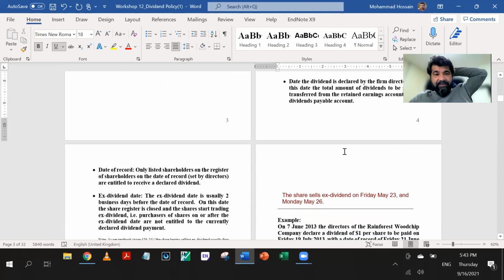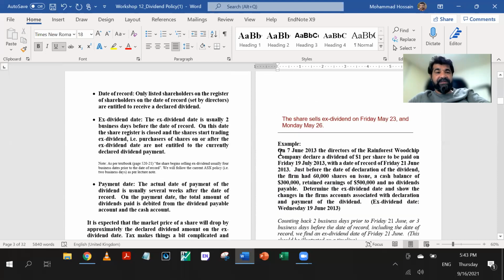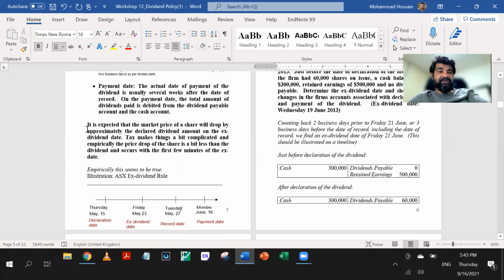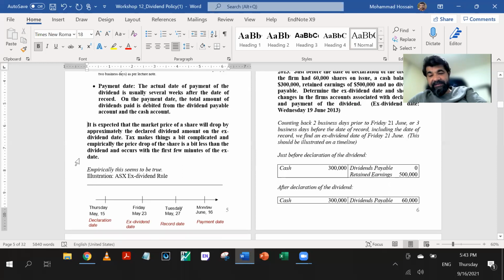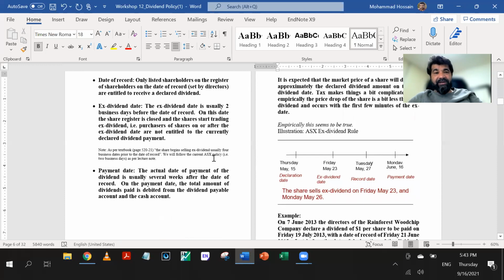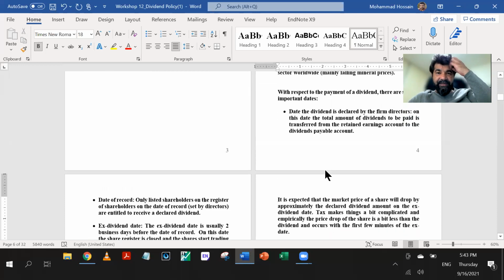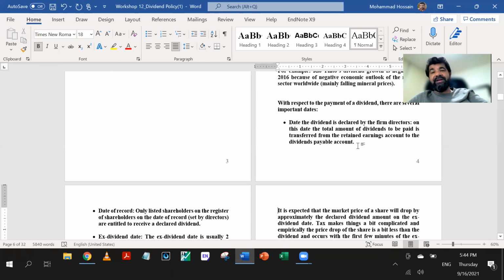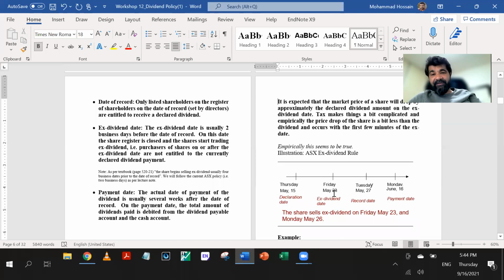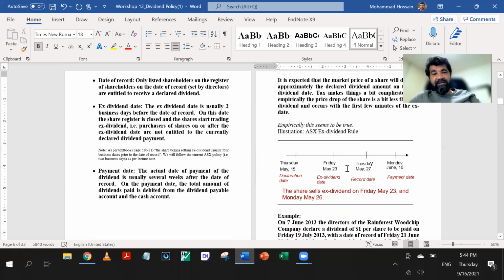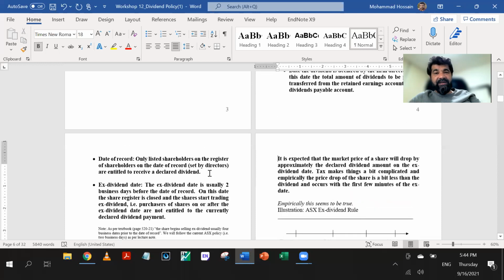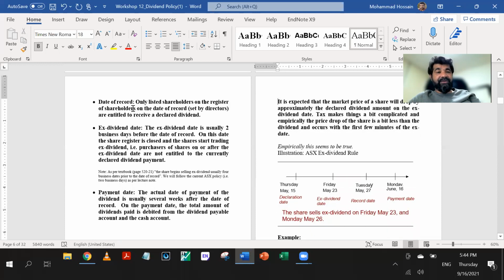Now there are dates involved here. Let's talk about the dates. There are some things to learn here. What is the date of the dividend? The dividend is declared by the firm's directors. This is called the declaration date. You see this chart we have here. There are four dates: declaration date, date of record, ex-dividend date, and payment date. We will talk about these four dates.